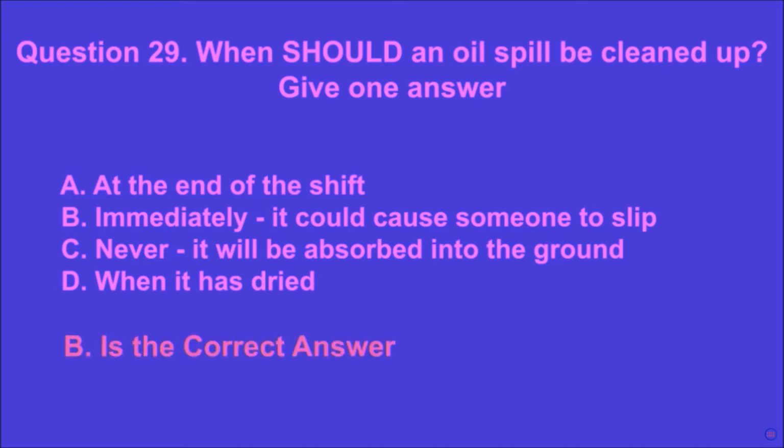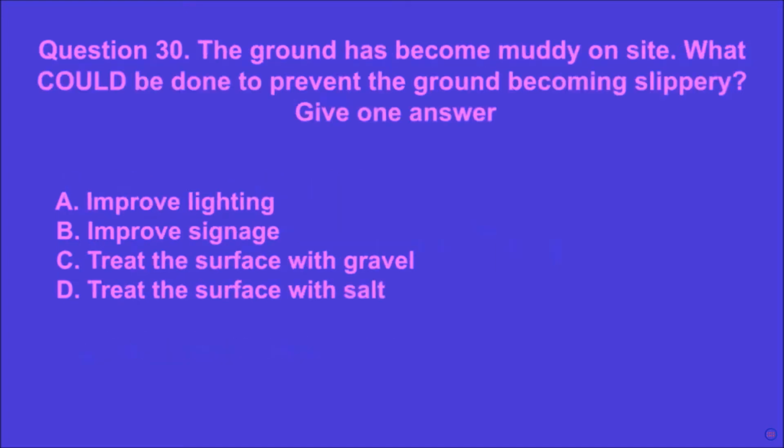B. Is the correct answer. Question 30. The ground has become muddy on site. What could be done to prevent the ground becoming slippery? Give one answer. A. Improve lighting. B. Improve signage. C. Treat the surface with gravel. D. Treat the surface with salt.